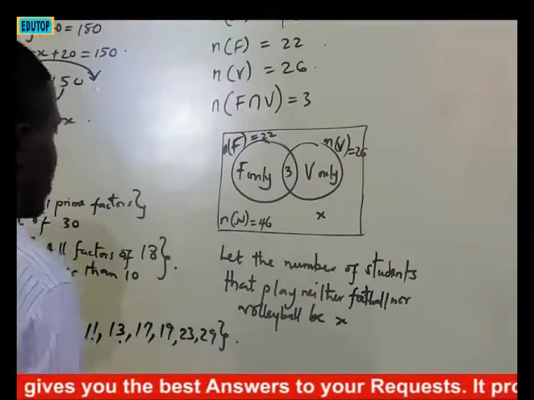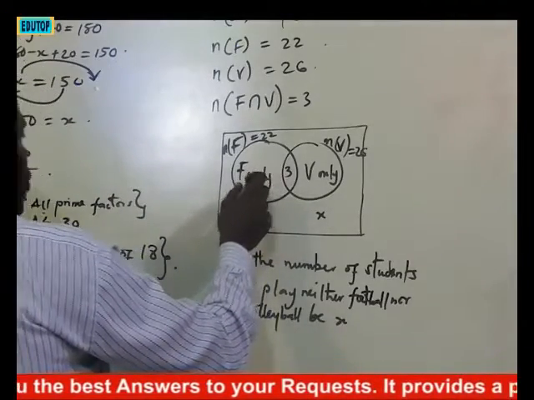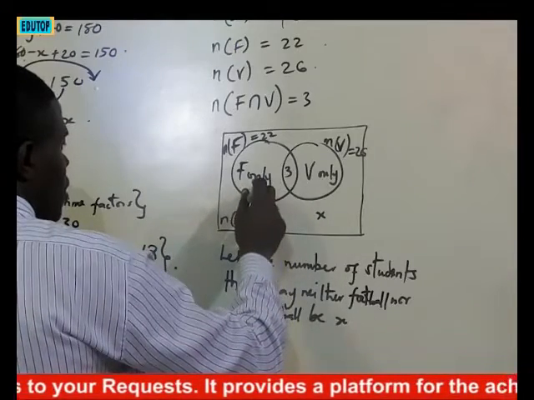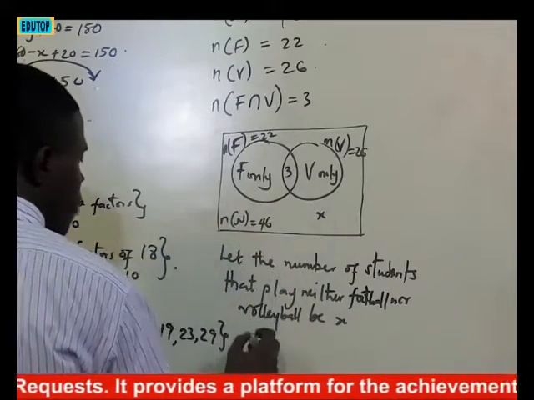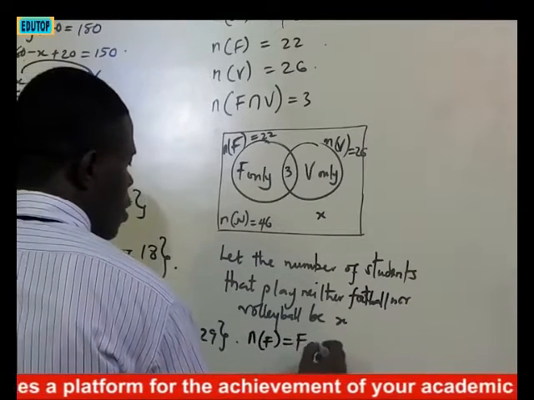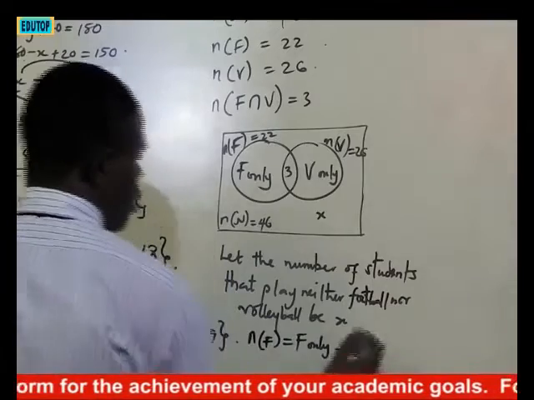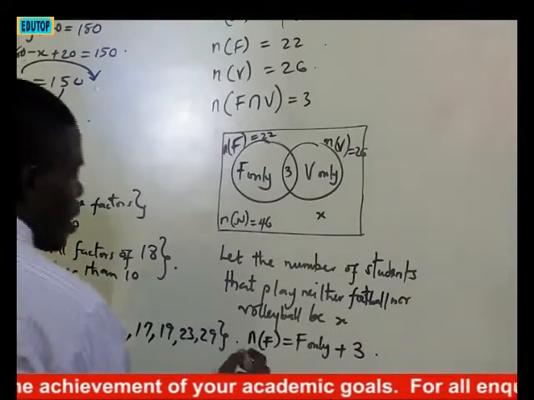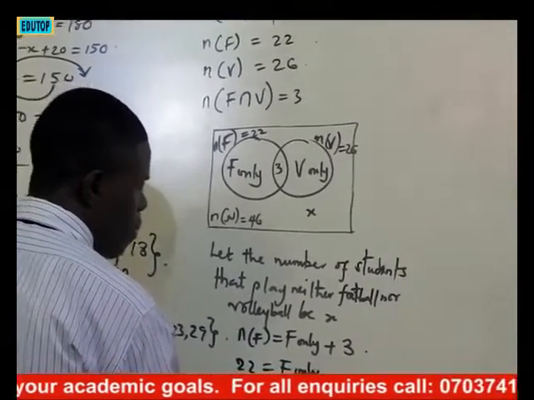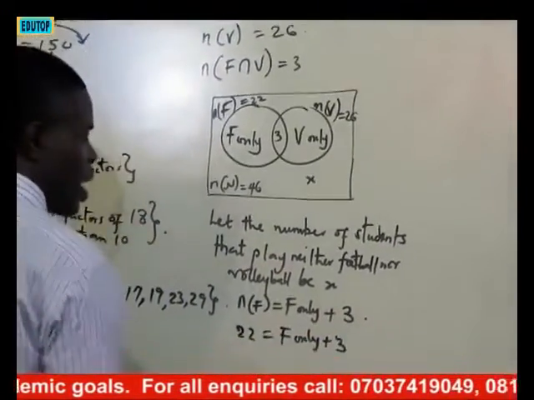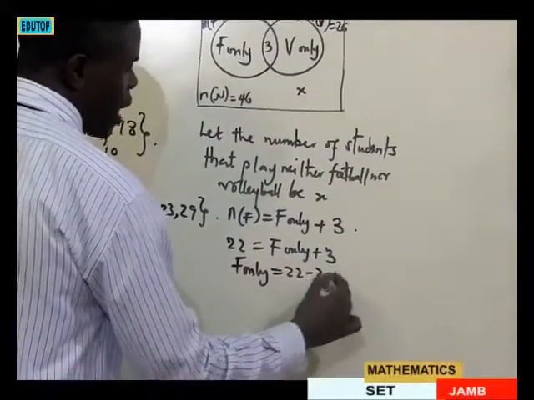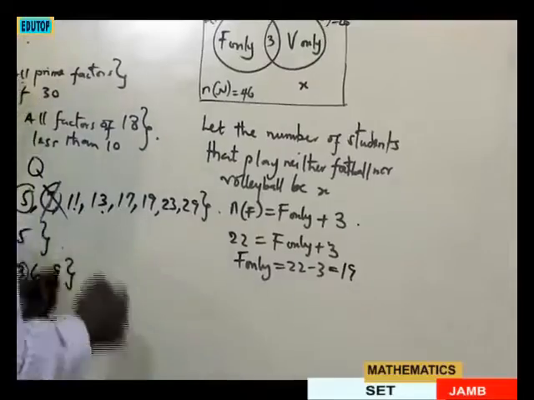Here, then that means number of F only will definitely be this minus this. Let me see F only. Number of football equals F only plus the intersection, that is 3. What is the number of football? 22, which equals F only plus 3. So F only will definitely be 22 minus 3, and that is 19. That means 19 is F only.